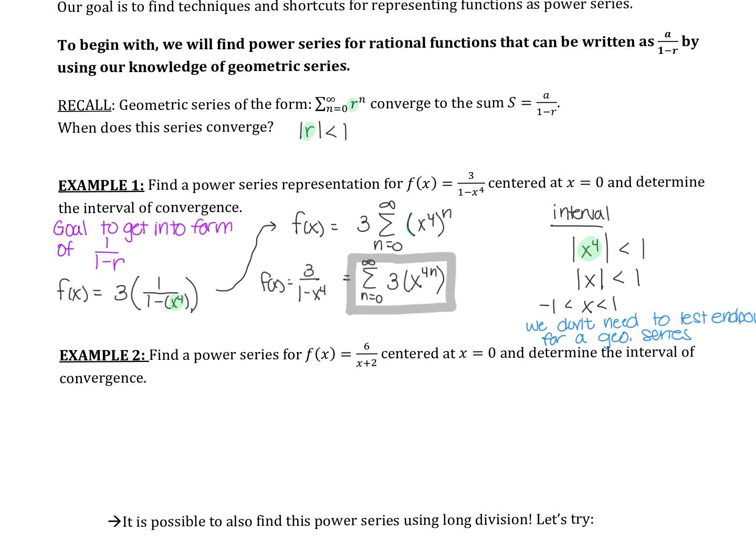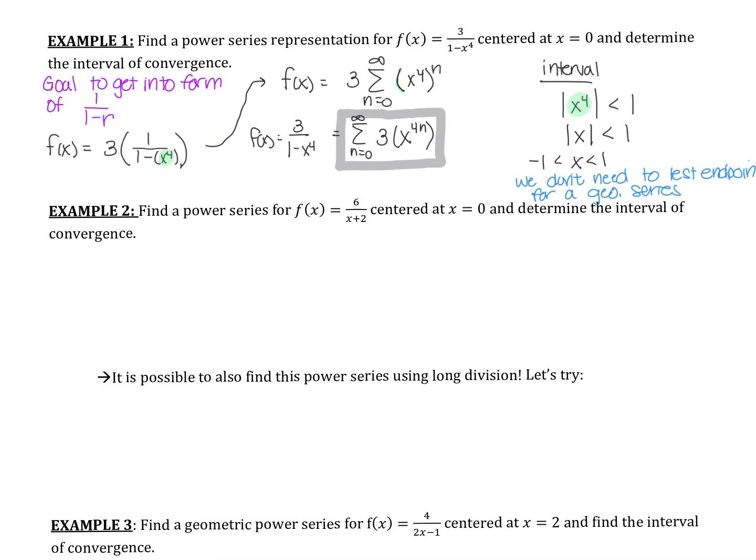We're going to try example 2 similar to how we did example 1. There's a bit more algebra manipulation that needs to happen, but I'm also going to show you how we can do this using another method. So my goal is to find a power series representation for this function f of x equals 6 over x plus 2. Now, if you remember, my goal is to get it into this form. I want it to be 1 over 1 minus r. That's my goal. And at the moment, this looks nothing like that.